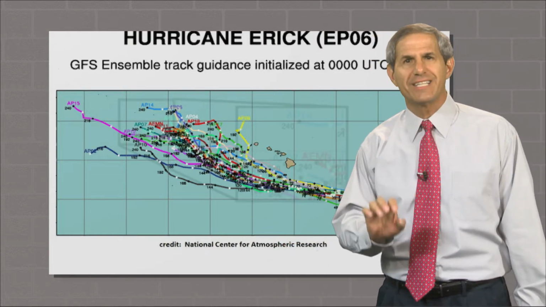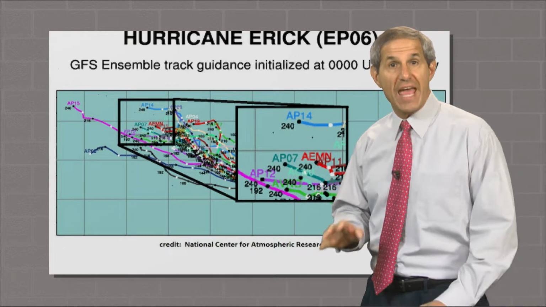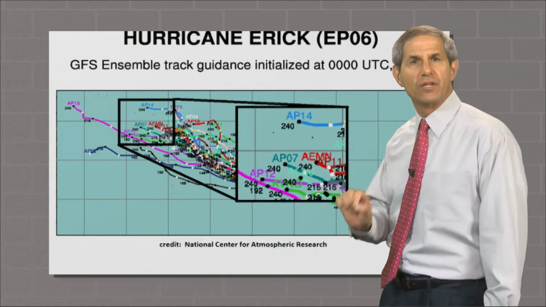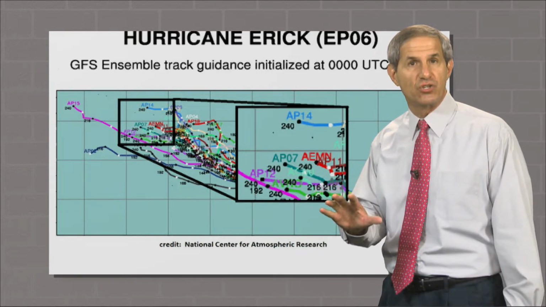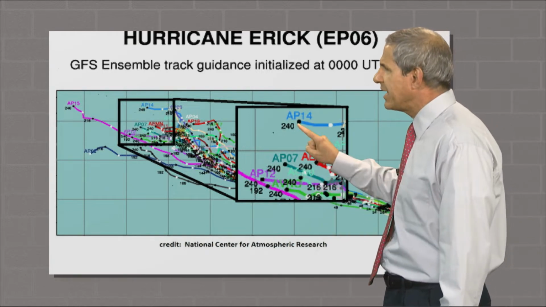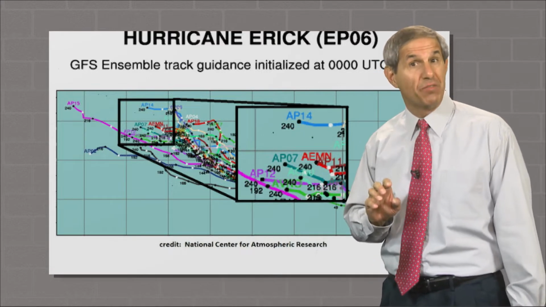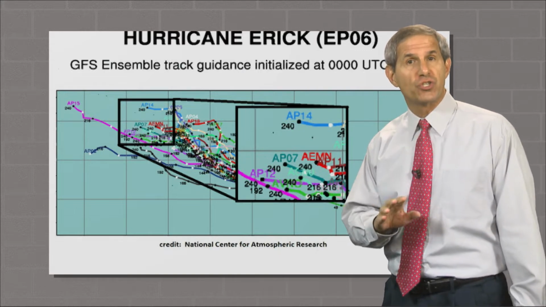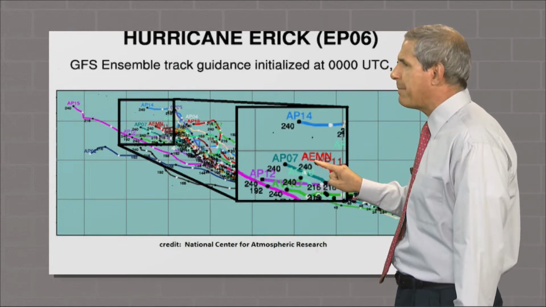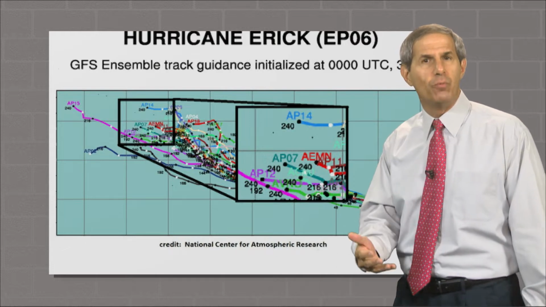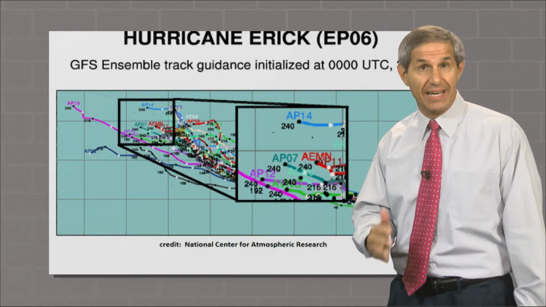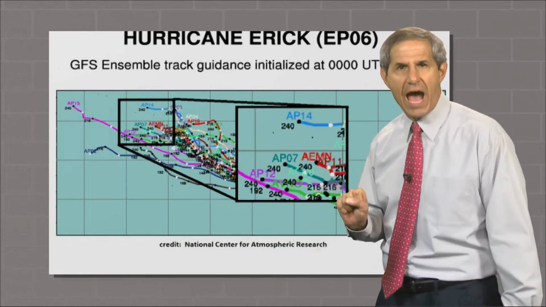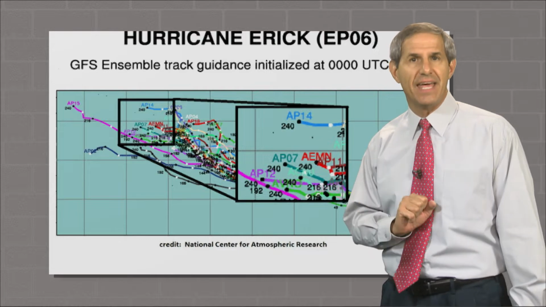Now, if we zoom in to look at some of the labels, you see the letters AP followed by a number between 1 and 20. The model was run 20 extra times with slightly different initial conditions. The A stands for aviation, which is the old name of the model, while the P stands for perturbation. There's also a strand labeled AEMN, which stands for ensemble mean, the average of the other 20 lines. In even smaller font, the numbers are the forecast hour, so 240 means 10 days out.